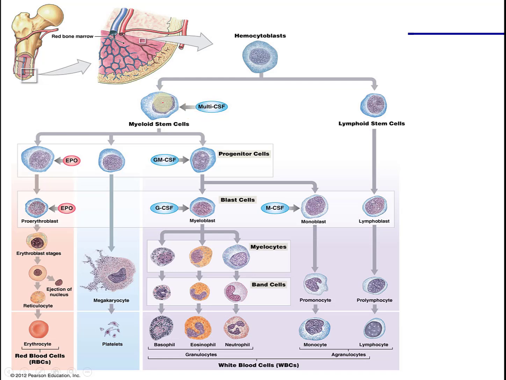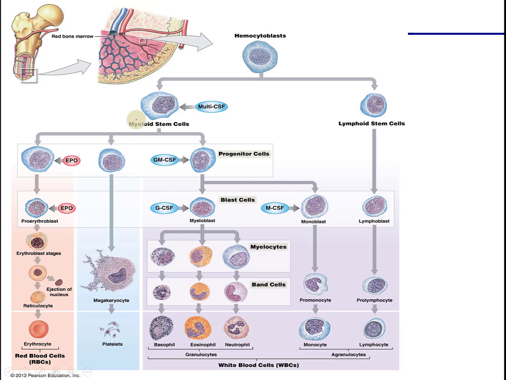So this cell is going to differentiate. And then if GM-CSF comes along, and that stands for granulocytes and monocytes, those cells are going to further differentiate. If GCSF comes along, it's going to nudge that cell into becoming one of the three types of granulocytes, basophil, eosinophil, or neutrophil. However, if instead MCSF is present, that will nudge this progenitor cell to become a monocyte.